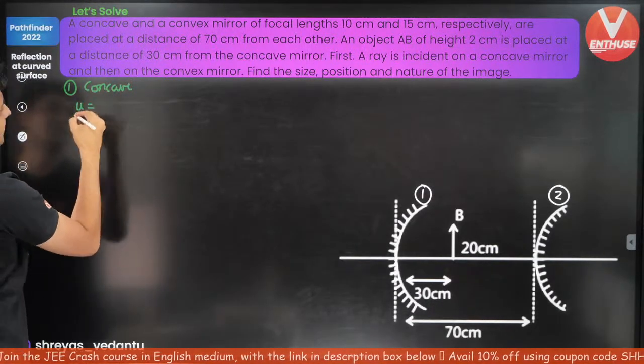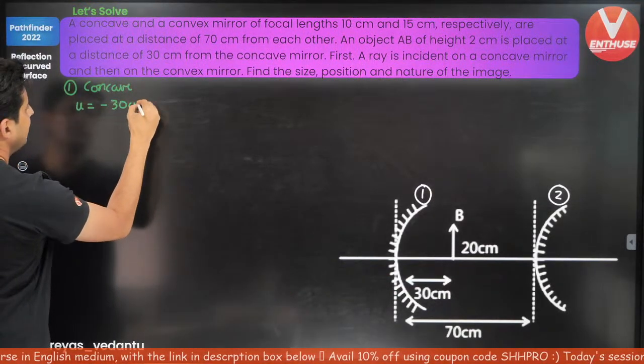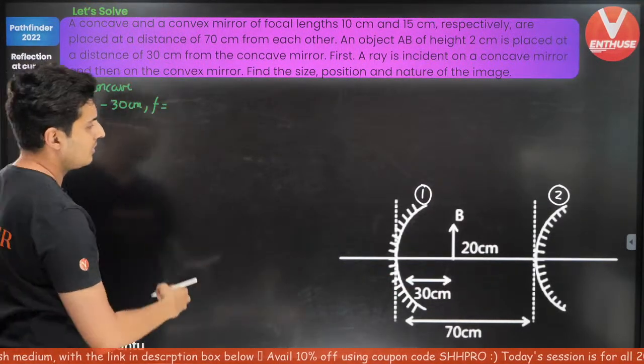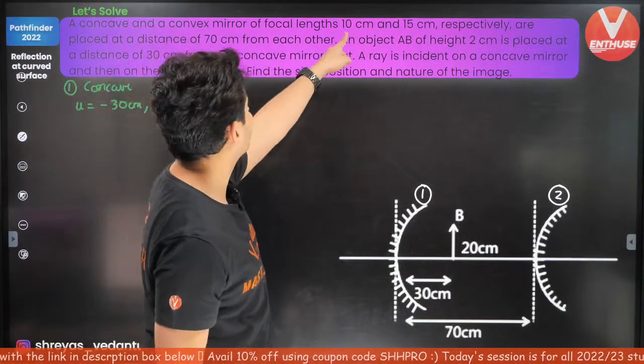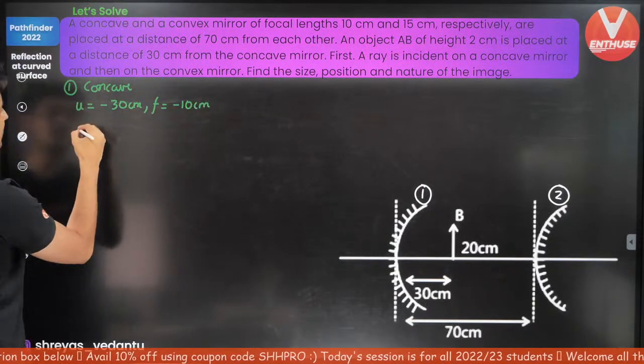What is the object distance? Object distance is minus 30 centimeters. What is the focal length? The concave mirror has a focal length of 10, so focal length is minus 10 centimeters. So let's do the math.